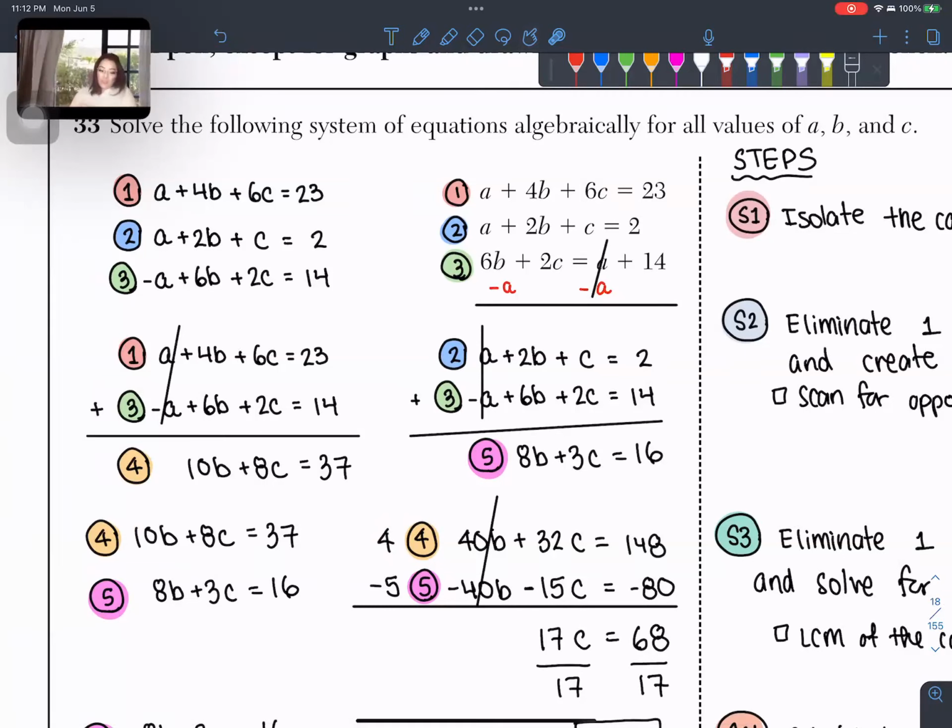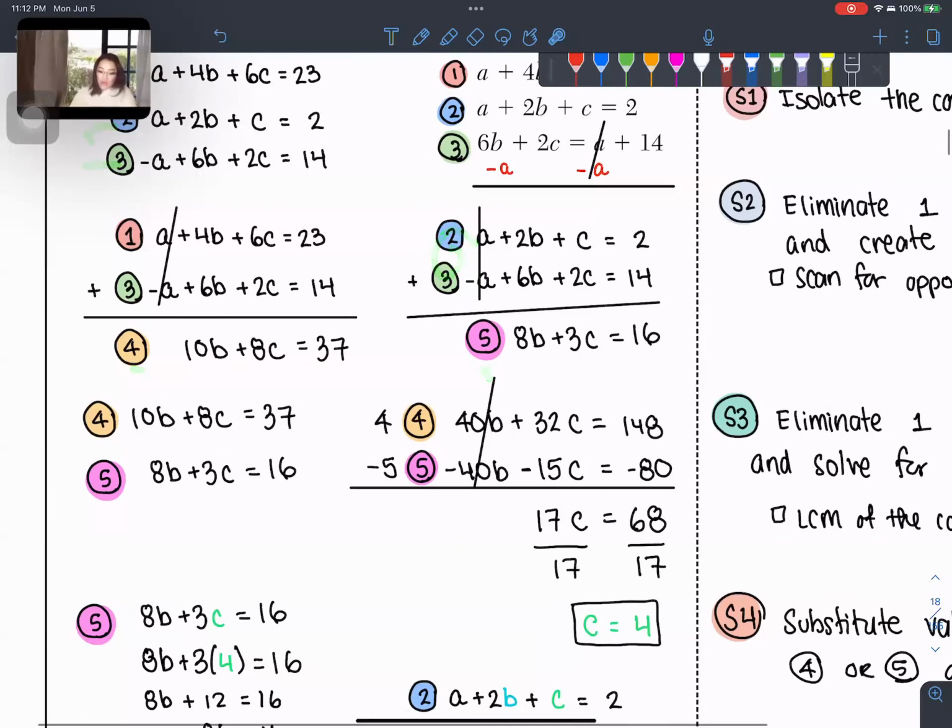So let's get started. Subtract a so that you can isolate the constant. Then I noticed that all the a's are, like, this is positive and this is negative. So add 1 and 3 together, and then 2 and 3 together, so that you get 4 and 5. Then in 4 and 5, I scanned the coefficients, and I could do the LCM, which the LCM of 8 and 3 is 24, and this is 40. But I like to have endings with zeros because those are a little easier.